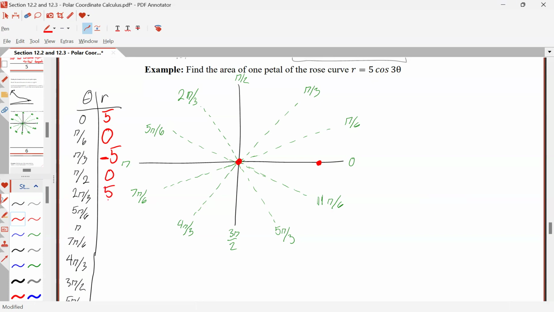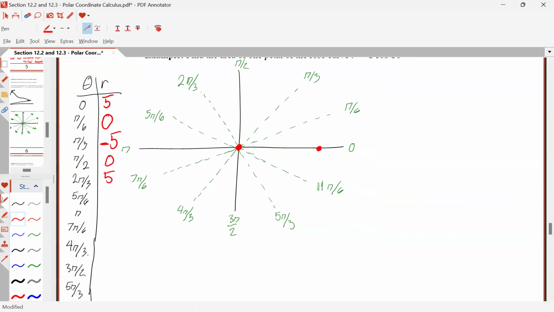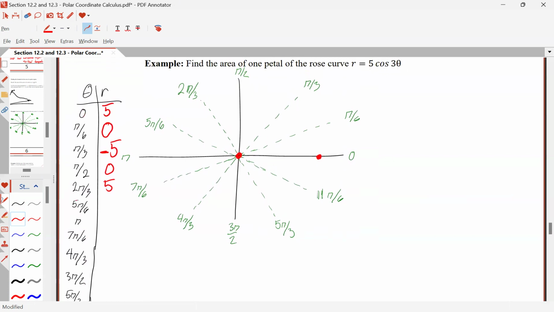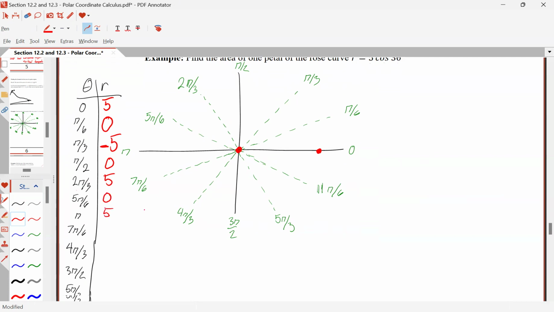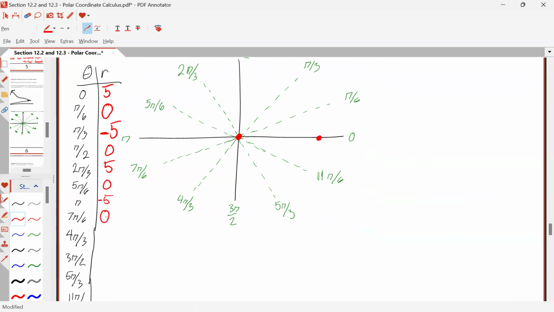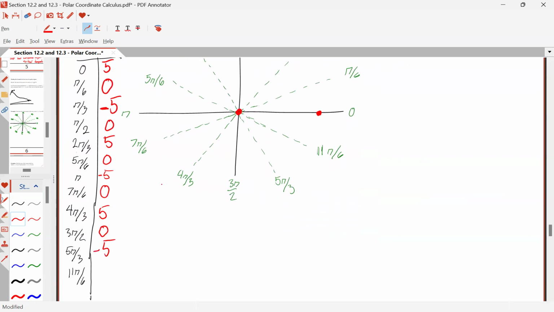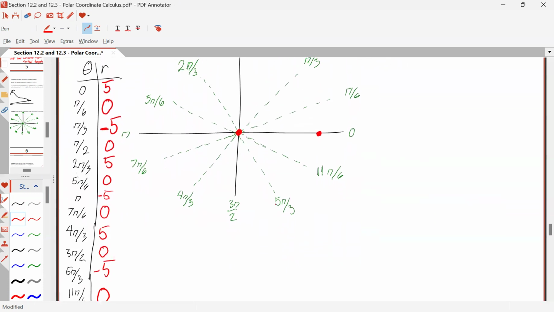We can actually just repeat this pattern because now we've basically gone from 0 to 2 pi, dividing by 6. So we can repeat the pattern of this 5, 0, negative 5, 0, 5, and fill out this table as such. But I would encourage you to check those values for each of these yourself.